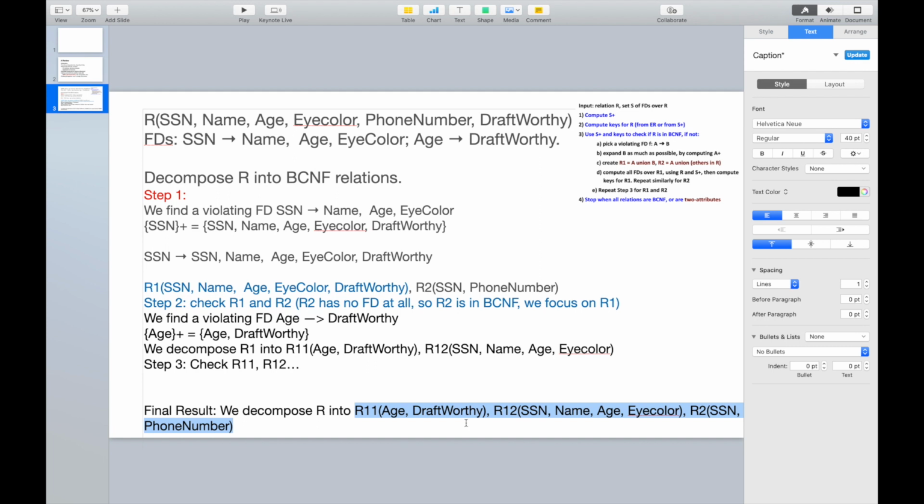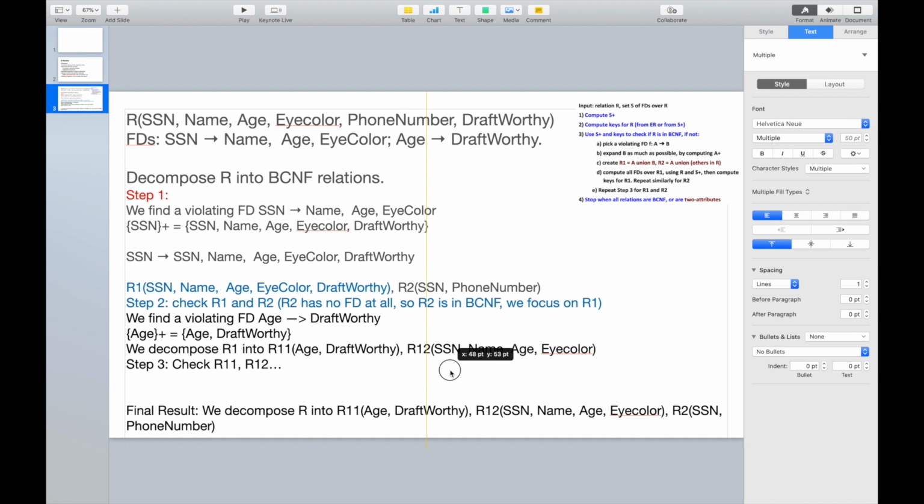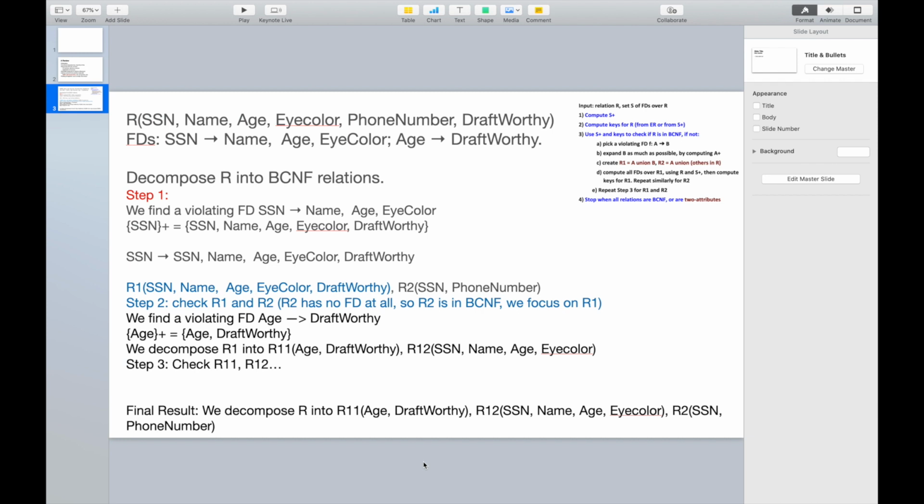So this is the example we provide in the slides. By adding this new attribute, trustworthy, and the new FD age implies trustworthy, the decomposition result will be very different from the previous one. Okay, so I hope you can follow me in the example and also understand this algorithm. We need to do this iteratively until the stop criteria are met: all the relations are in the BC normal form, or they contain only 2 attributes. Okay, so that's it for the BC normal form decomposition.